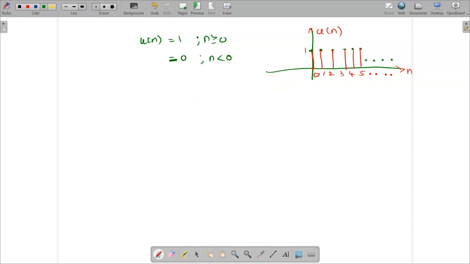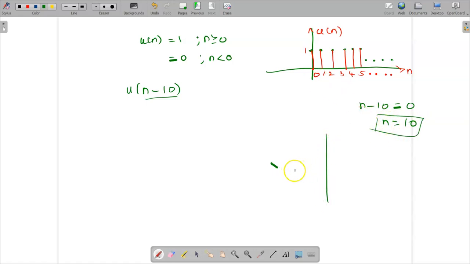So similarly, let me find out what u of n minus 10 is. As usual, let me equate the functional value to 0, so n equals 10. So this 10 I have to add to each and every instance of n here, as we have done in the continuous time signal. So let me draw the diagram here.